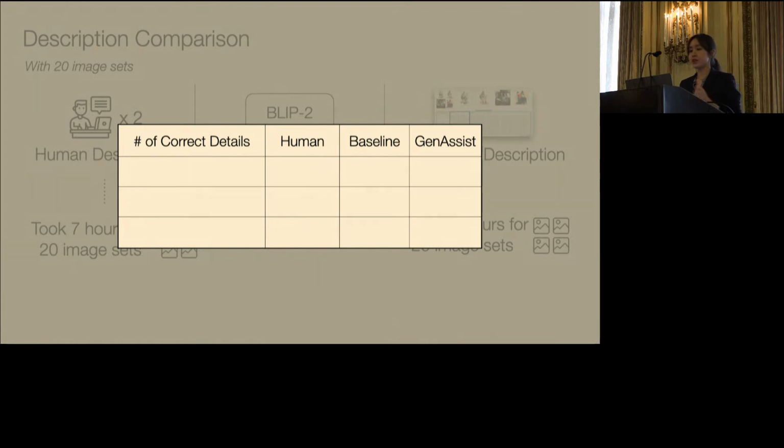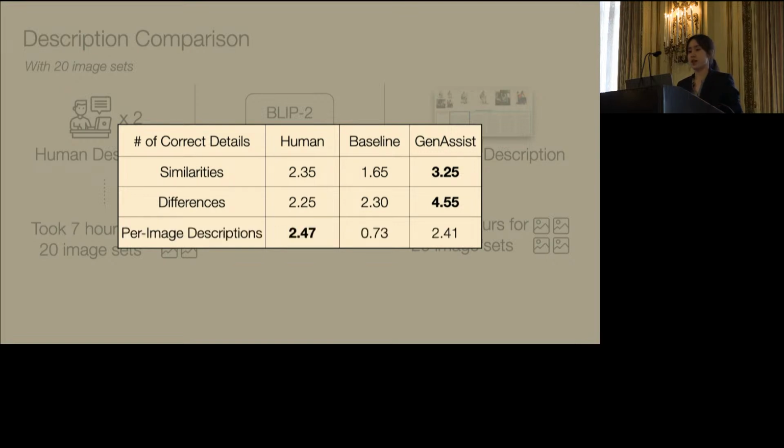Here's the average number of correct details in the descriptions, and even compared to human describers, GenAssist identified more similarities and differences between images and was comparable for individual image descriptions.